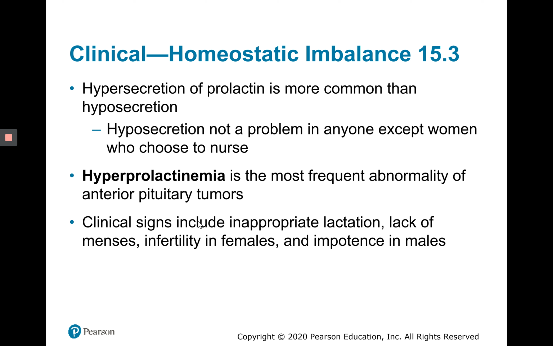A homeostatic imbalance we want to talk about is the hypersecretion of prolactin. It's more common than hyposecretion. Hyposecretion is not really a problem in anyone except women who want to nurse or breastfeed. But hypersecretion generally causes hyperprolactinemia, and that's the most frequent abnormality of an anterior pituitary tumor. The clinical signs of hyperprolactinemia are the overproduction of prolactin, which causes inappropriate lactation, lack of menses, and infertility in females, and it also causes impotence in males.